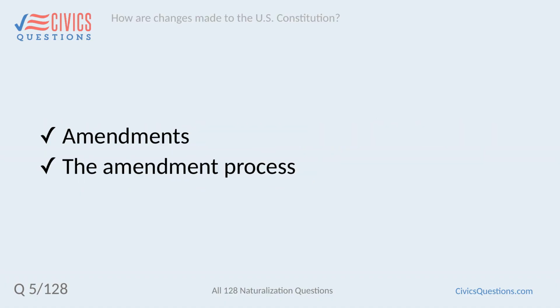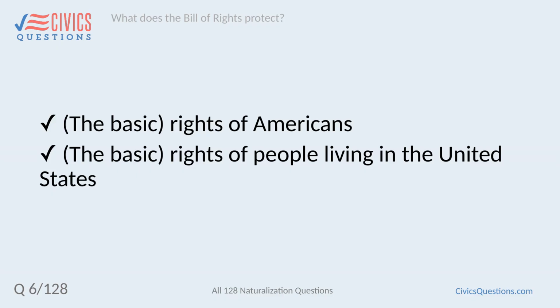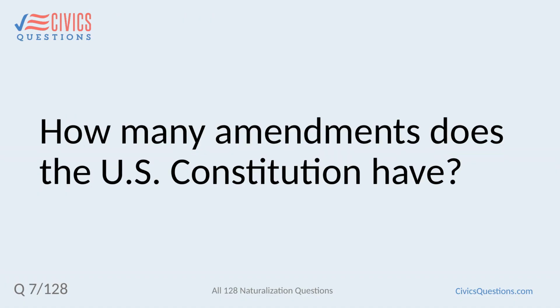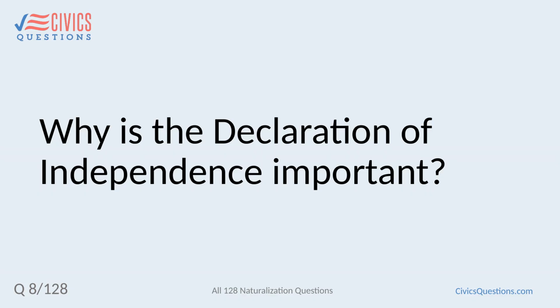Amendments. The amendment process. What does the Bill of Rights protect? The basic rights of Americans. The basic rights of people living in the United States. How many amendments does the U.S. Constitution have? 27.